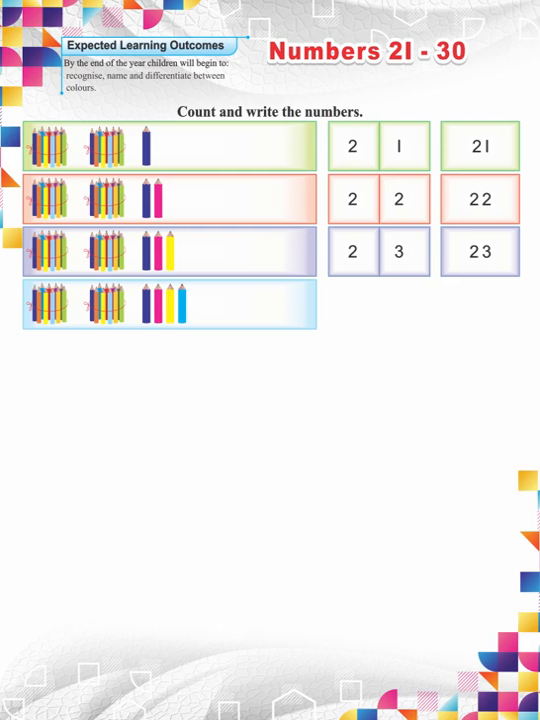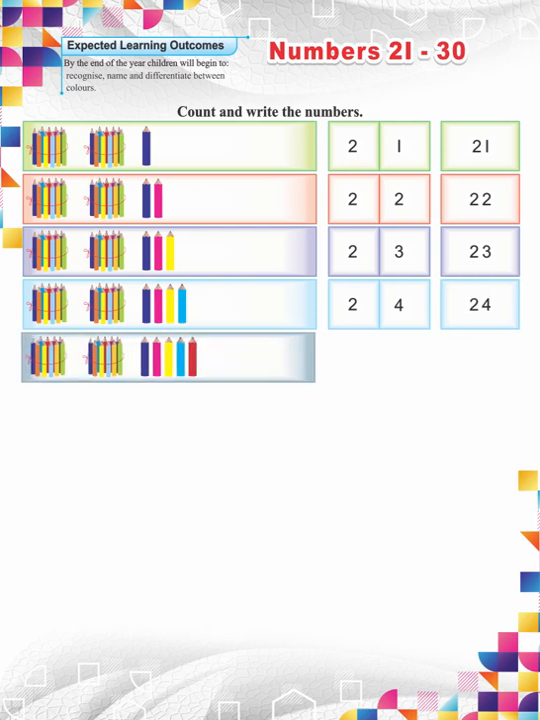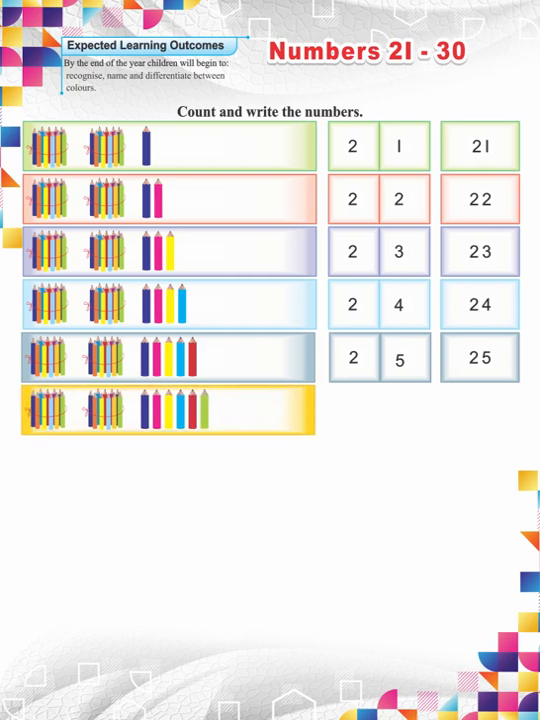There are 24 pencils. In the fifth row, count the pencils. There are 2 bundles of 10 pencils each and 5 more pencils. There are 25 pencils. In the sixth row, count the pencils. There are 2 bundles of 10 pencils each and 6 more pencils.